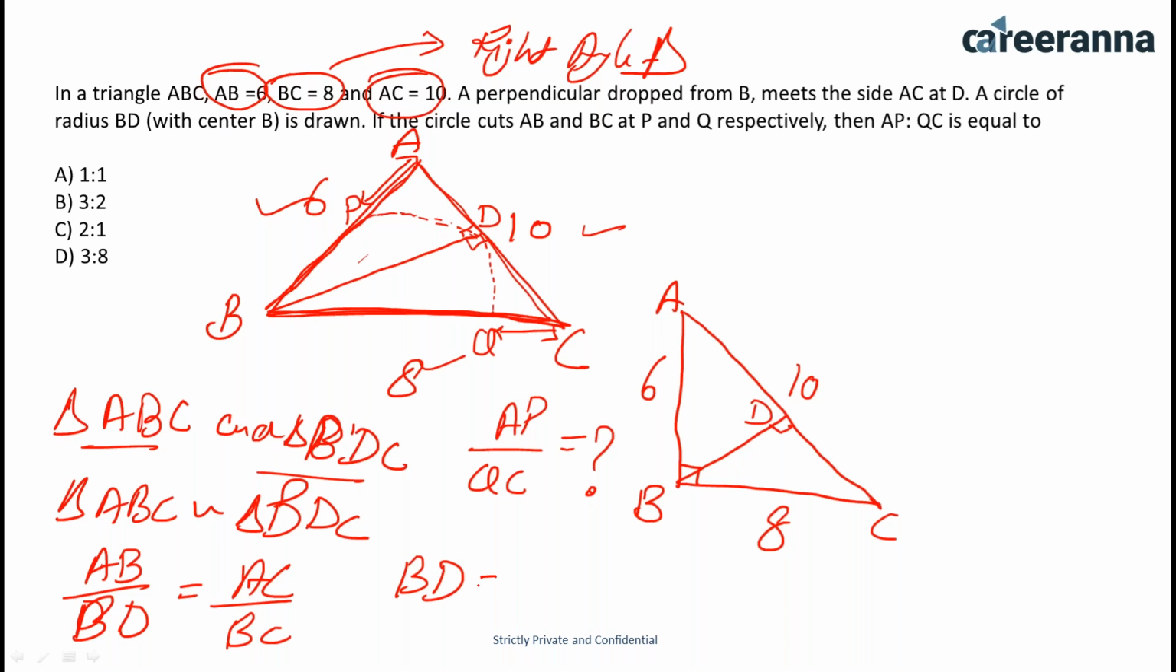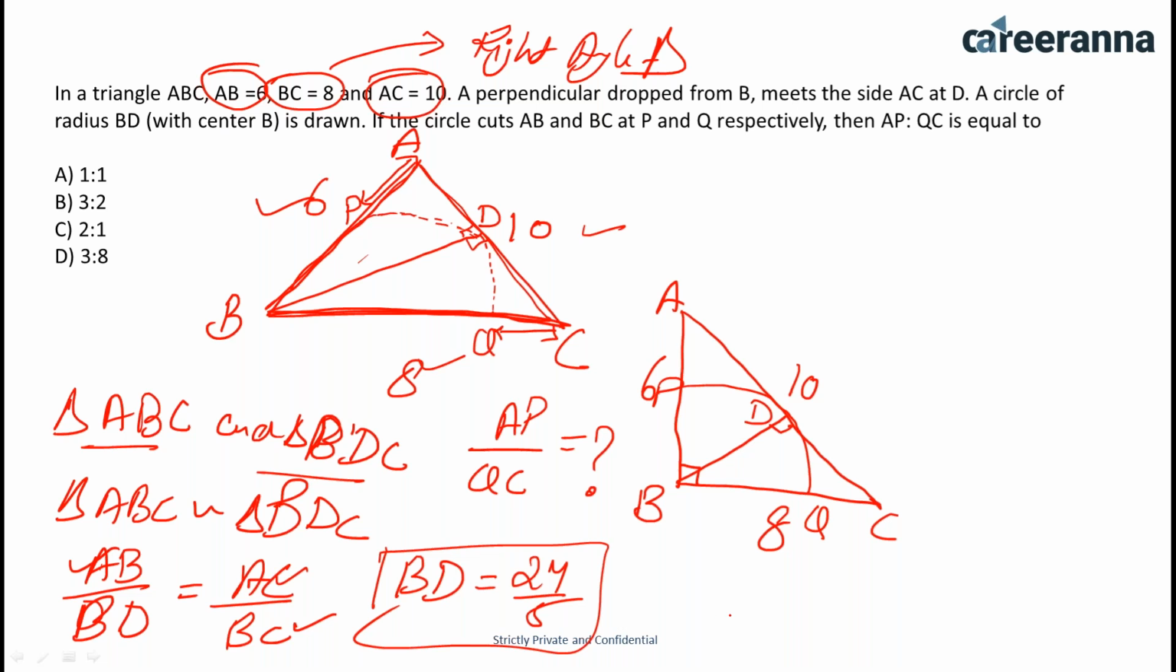The BD value you are going to get is, 6 upon BD is equal to 10 by 8. That is going to be 48 by 10. That means 24 by 5. That is the value of BD you are going to get. See, AB value is given, AC value is also given, and BC value is given to you. Okay, just put the values, you will get the value of BD, but the value of BD is going to be in ratio. Now with the help of this, you can find out the value of AP and this BQ.